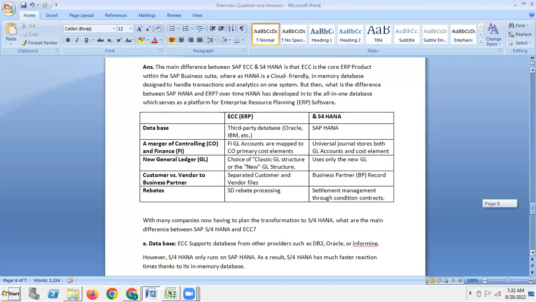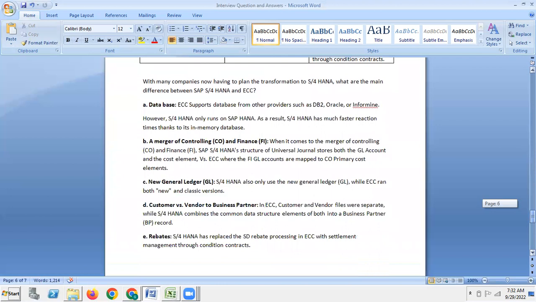With many companies now having to plan the transformation to S/4HANA, what are the main differences between S/4HANA and ECC? A. Database. ECC supports databases from other providers such as DB2, Oracle, or Informix. However, S/4HANA only runs on SAP HANA. As a result, S/4HANA has much faster reaction times thanks to its in-memory database. B. A merge of controlling and finance. When it comes to the merger of controlling CO and finance FI, SAP S/4HANA has the structure of a universal journal storing both the GL accounts and the cost element, versus ECC, where the FI GL accounts are mapped to CO primary cost elements.